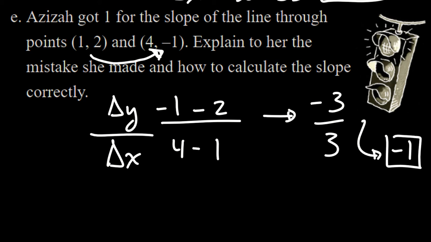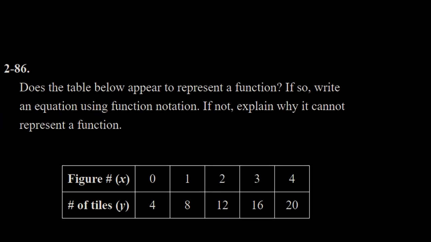So this line's traveling downward from left to right, so the slope has to be a negative number. I'm not exactly sure what she did incorrectly, but she did get the wrong slope. She got 1, and the slope is negative 1. So there's that, right? Let's move on to question 86.